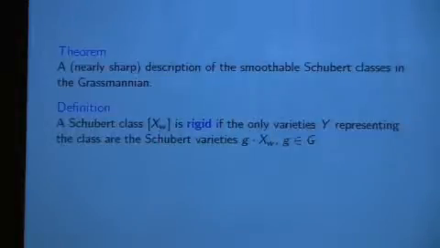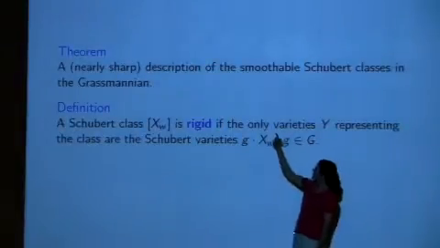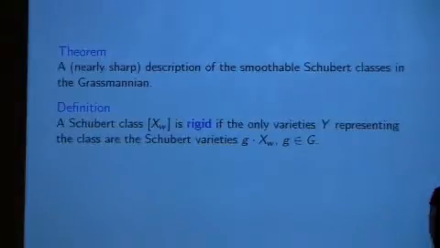There's a related question to the smoothability question, which is whether or not a Schubert class is rigid. So are there any other varieties, singular or smooth, that represent that Schubert class? And if the answer is no, if the only irreducible varieties homologous to the Schubert variety are just G translates, then we say that this class is rigid. So for example, if the class is rigid and the variety is singular, the class is certainly not smoothable. But it's also an interesting question.